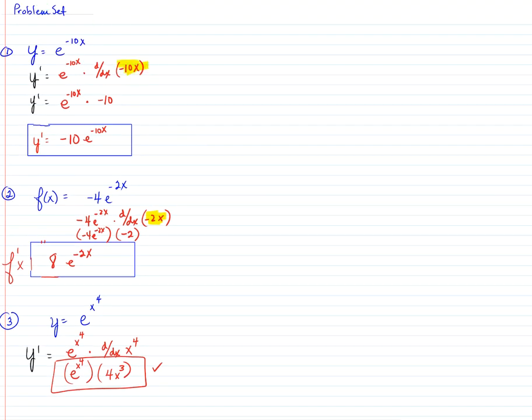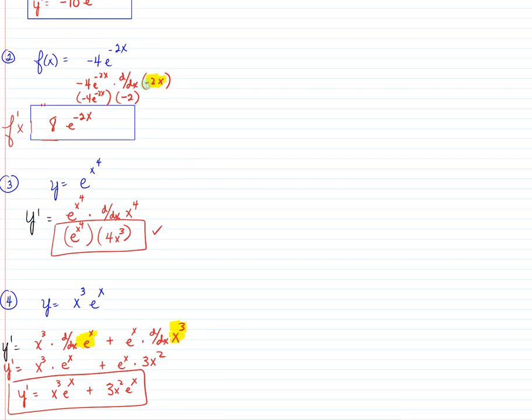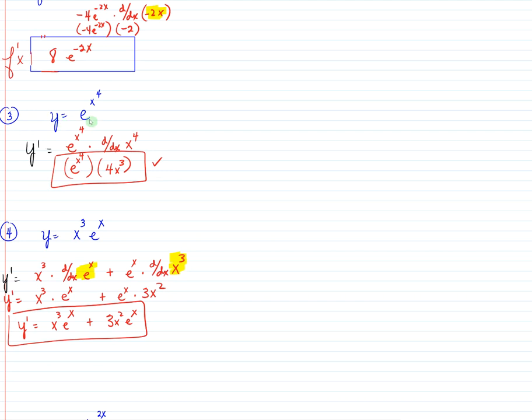Okay. So the derivative of that is negative 2, then negative 2 times negative 4 is a positive 8e to the negative 2x. Y equals e to the x to the fourth. So write your original times the derivative of x to the fourth.